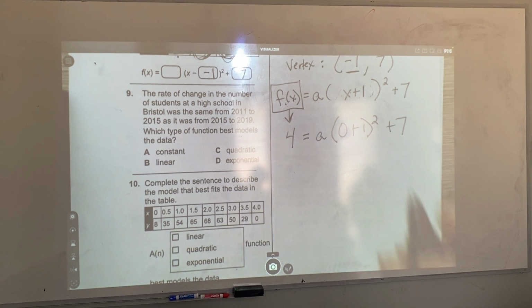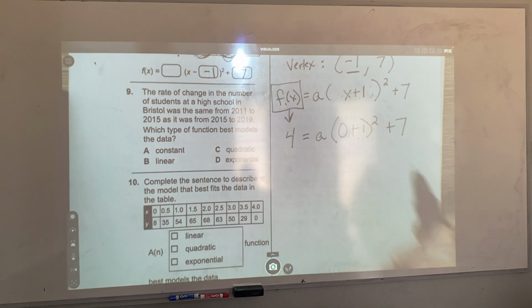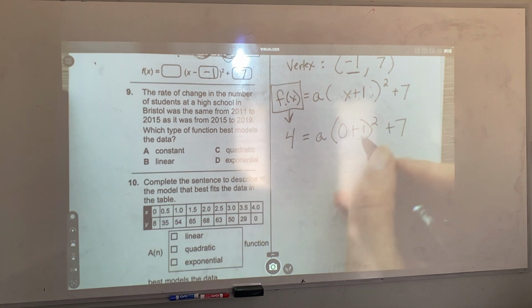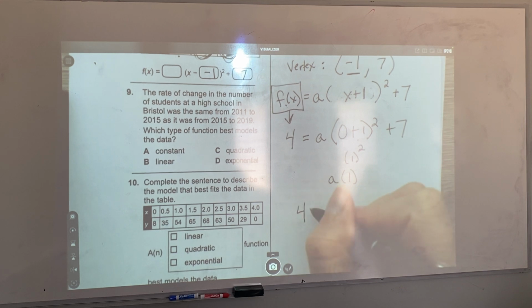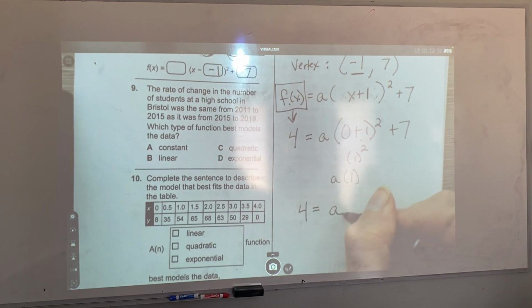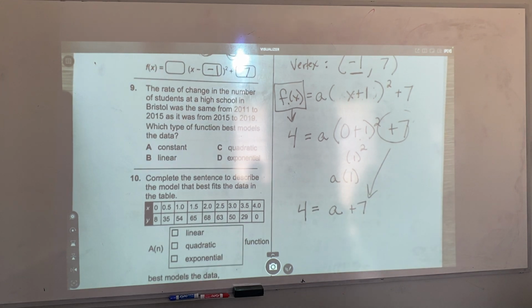Sound good? Okay. 0 plus 1 is 1. See how much we like zeros around here? 1 squared is 1. 1 times a is 1... no, tricked ya. 1a. 1a is just a. We don't need that 1 anymore. So I have 4 equals a, and then don't forget about this guy, plus 7. Now it's going to be so easy to solve for a.